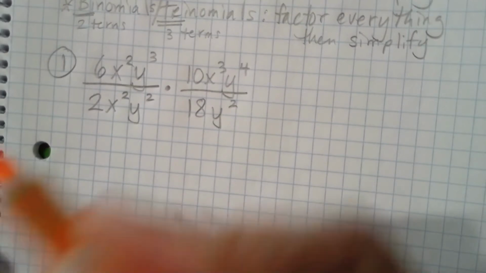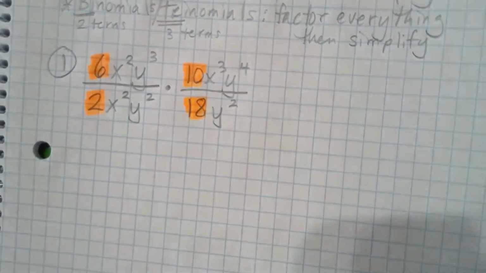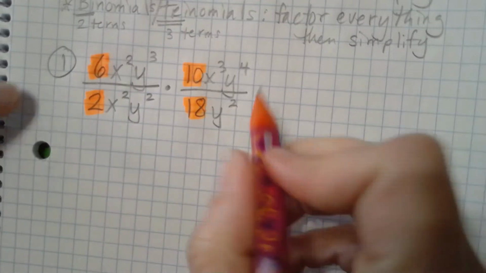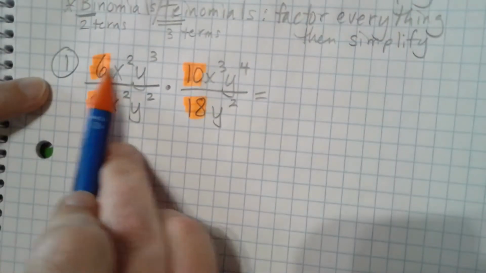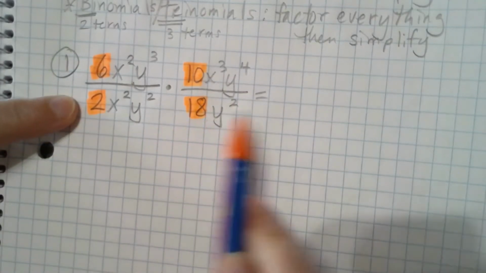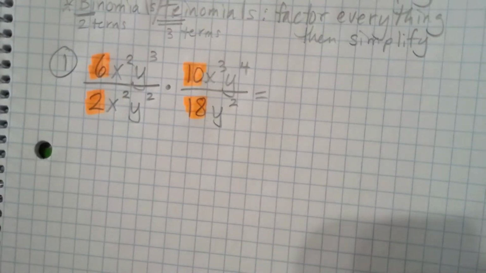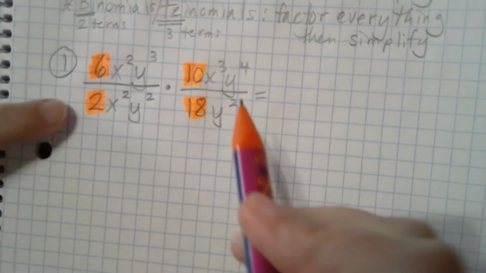So I'm going to look at these constants that are out in front first. If you wanted, you could go ahead and multiply 6 times 10 to get 60 and 2 times 18 to get 36, but then you're going to have to reduce 60 over 36, which gets into some bigger numbers. Not that they're huge numbers, but it's a little bit more work than maybe we want to deal with. So I'm going to show you a little bit of a shortcut here.